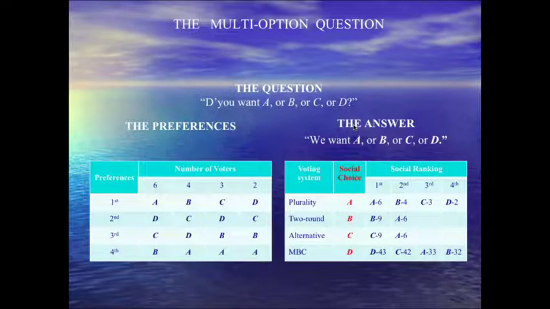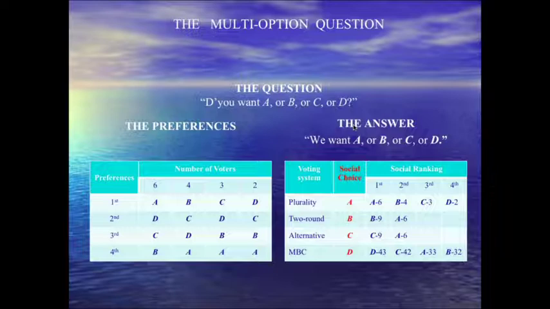If we take a plurality vote, then we only look at the first preferences, and A gets 6, more than anybody else, so the winner is A. In a 2-round vote, you start with the plurality vote, and if nothing gets a majority in the first round, then you take the 2 leading options from that first round, which is A and B. And if everybody keeps their preferences as they are at the moment, then B wins the second round by 9 to 6. And 9 is a majority.